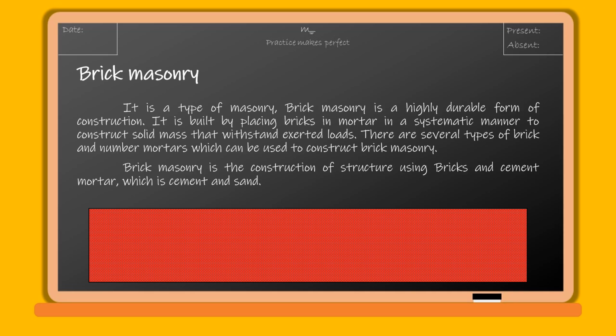Brick masonry is a highly durable form of construction. It is built by placing bricks in mortar in a systematic manner, to construct a solid mass that withstands exerted loads. There are several types of brick and mortars which can be used to construct brick masonry. Brick masonry is the construction of structures using bricks and cement mortar, which is cement and sand.